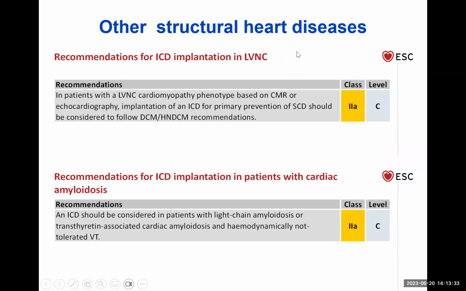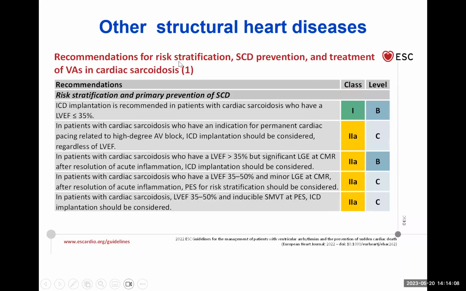Briefly, other structural heart diseases that predispose to VTAC: left ventricular non-compaction. In the past, it was a dilemma to put an ICD in those patients, to look at ejection fraction or other criteria, but in the new guidelines, they should be managed the same as dilated cardiomyopathy. So if you have patients with left ventricular non-compaction, manage them the same as dilated cardiomyopathy. In patients with cardiac amyloidosis, ICD should be considered in patients with light chain amyloidosis or transthyretin-associated cardiac amyloidosis who have hemodynamically not tolerated VTAC, again 2A. In patients with cardiac sarcoidosis, ICD implantation for primary prevention in patients with ejection fraction less than 35%, so the same criteria as dilated cardiomyopathy.